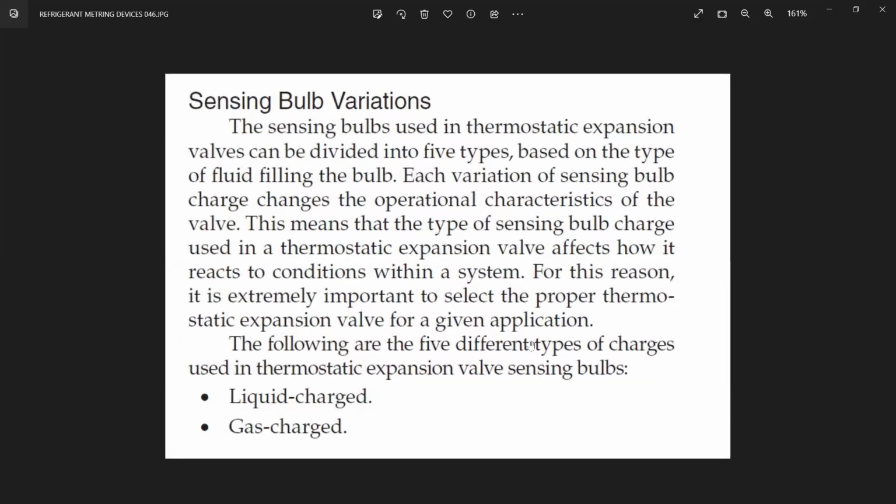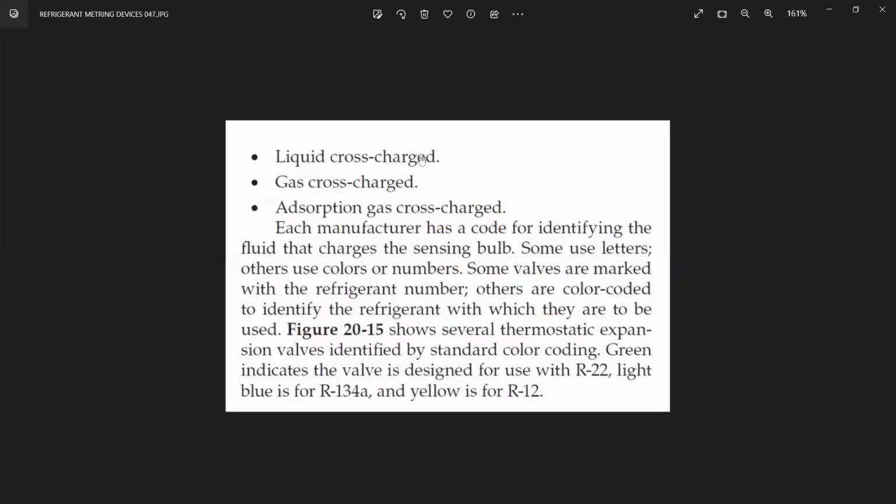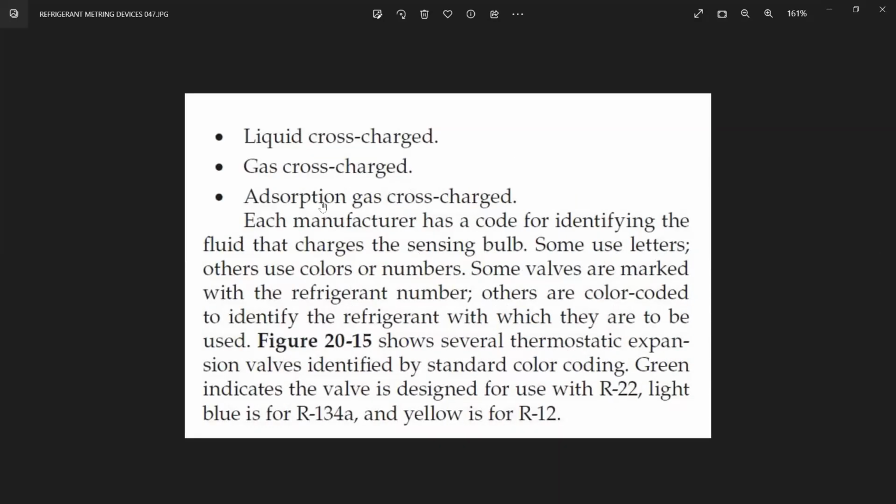The following are 5 different types of charges used in TXV's sensing bulbs: liquid charge, gas charge, liquid cross charge, gas cross charge, and absorption gas charge. Like there are 5 different types. Okay. I just explained the 5 types. We won't go in depth in it because it's not required right now.